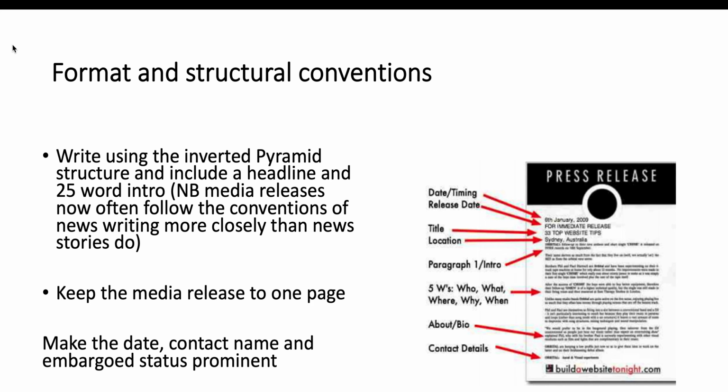There's format and structure. This varies between different organisations, but there are particular things that you need to have. If you're writing in the inverted pyramid style, keep those intros nice and short and all that sort of thing. But you need to have all these different things, and it's amazing when we do the press release exercise how many people miss these things out. So date and time, title, location, and all these kind of things. Contact details, all this sort of formal stuff.